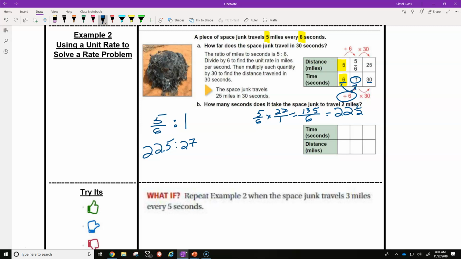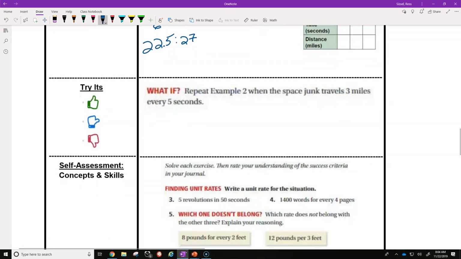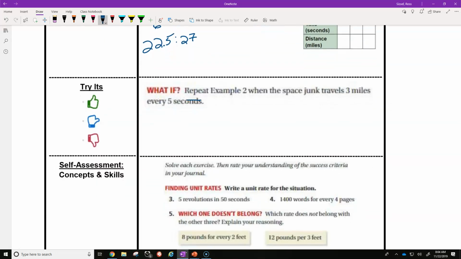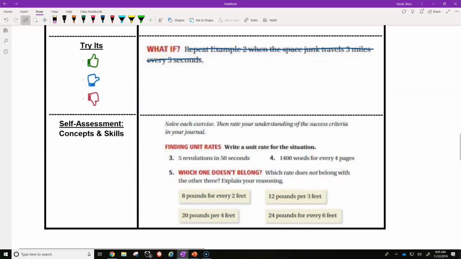Okay, reason we use unit rate is to apply it. Now, we're going to do an activity real quick. You're going to work with your table group. So let's go to the try it, and I want you to just cross off the question. We don't care what it says. I'm just going to use this blank. I changed what I was going to do. I'm going to have you work with your table group.